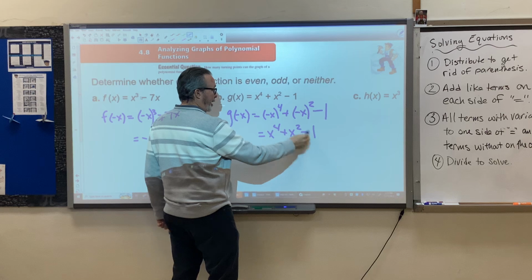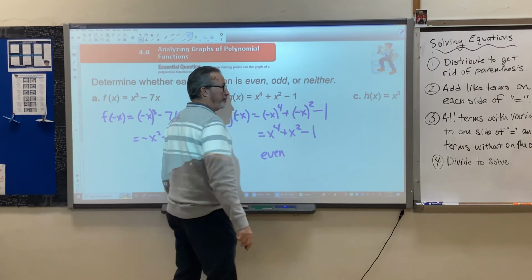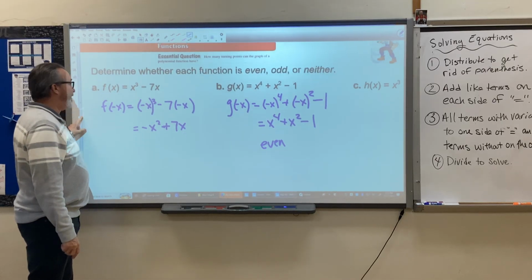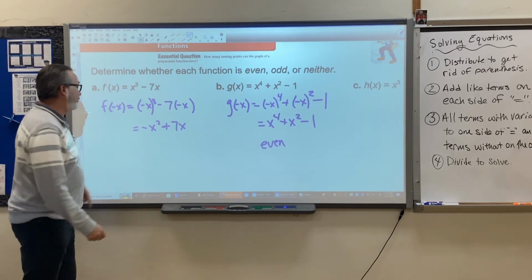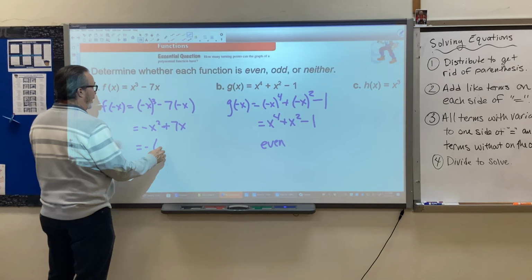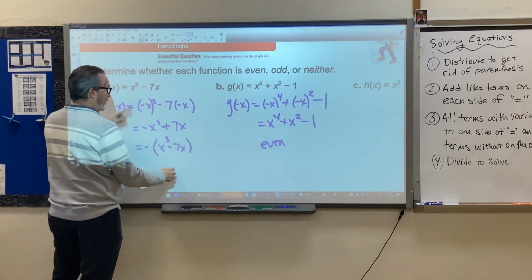Notice this is the same as what we started with. That means it's even. Okay? This one is not the same as what we started with. However, if you factor out -1 and get what we started with, that means it's odd.